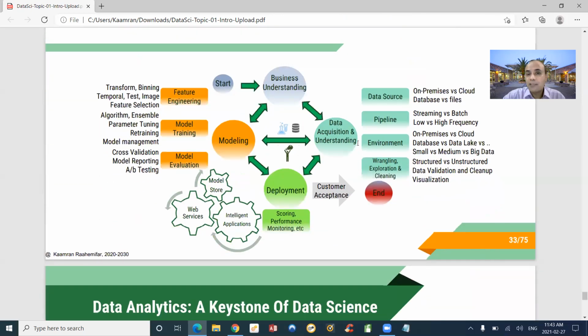Now, we talked about data acquisition. In data acquisition, we are talking about data source. We have the streaming versus batch. Streaming means real time. Batch means it's already passive, behind the scene, running. It depends on the frequency of the data that is coming in. This is data pipeline, not the data science pipeline. This is data pipeline. What is the environment the data is coming from? We talk about wrangling in the next lecture.